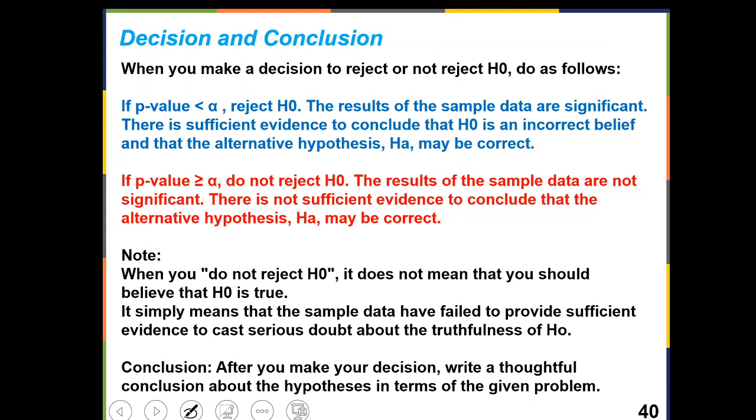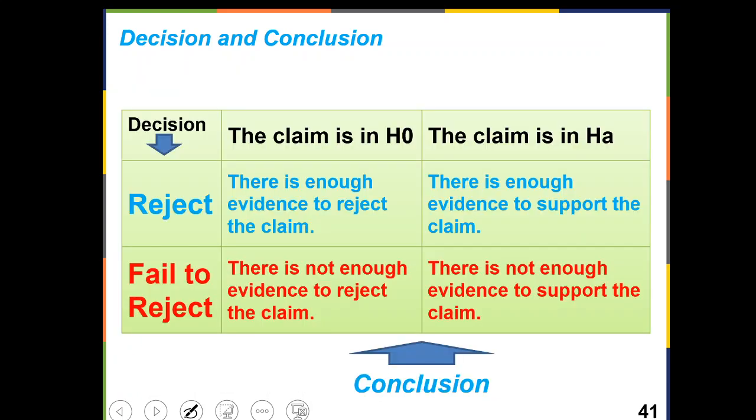All right, decision and conclusion. We said if the p-value is less than alpha, we reject. If it's greater than or equal to alpha, we fail to reject. Now remember, alpha is given. Alpha is the probability of making error 1.